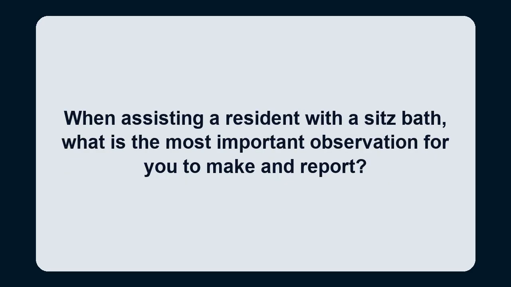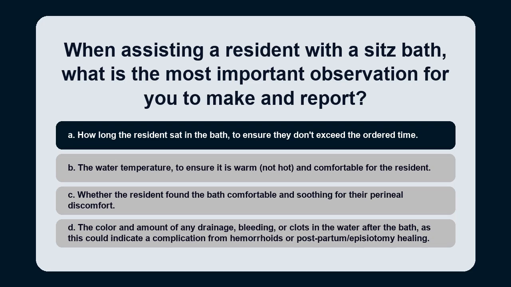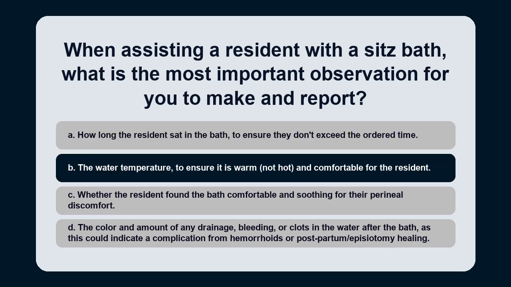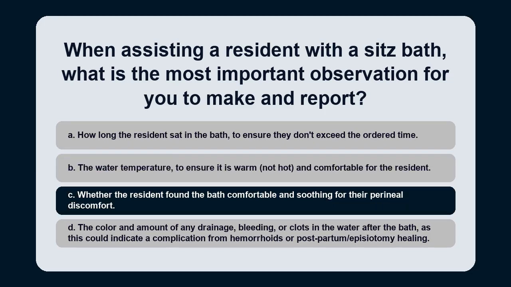Question 2. When assisting a resident with a sitz bath, what is the most important observation for you to make and report? Option A. How long the resident sat in the bath to ensure they don't exceed the ordered time. Option B. The water temperature to ensure it is warm, not hot, and comfortable for the resident. Option C. Whether the resident found the bath comfortable and soothing for their perineal discomfort.